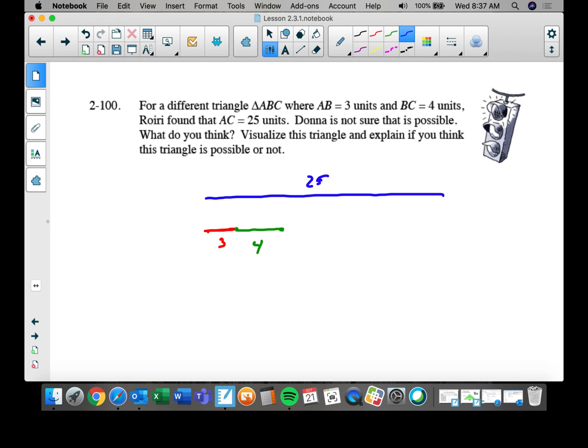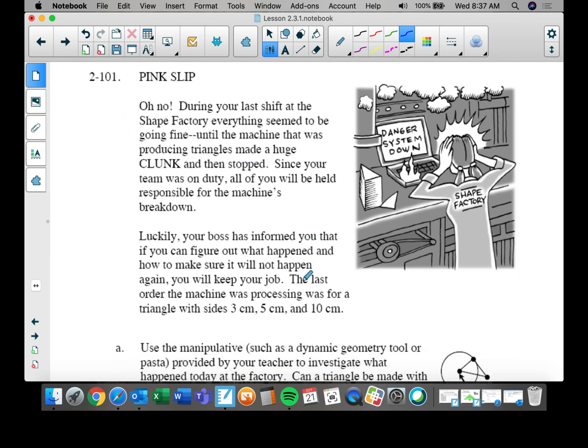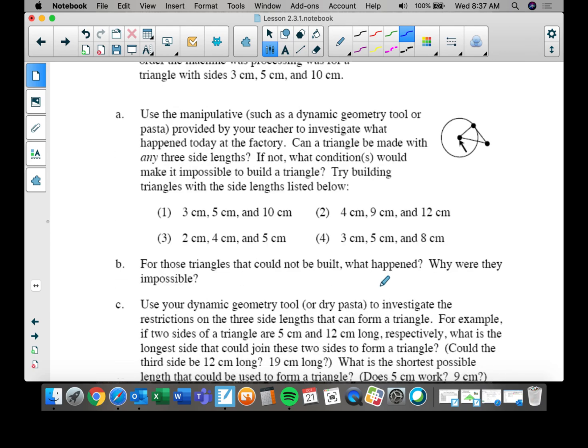That's what we're going to look at now with something called the triangle inequality. If we take a look at problem 101, they talk about this shape factory and the idea that we come out with these 3 different side lengths. What we're going to take a look at is, if we were to find side lengths that had these final answers, which ones make sense and which ones don't, similar to what we just did in problem 100.